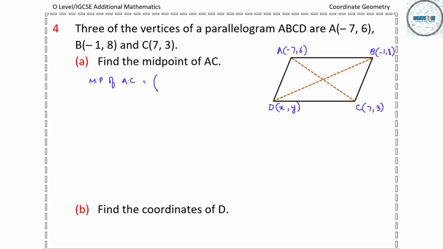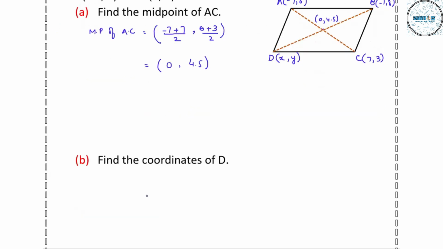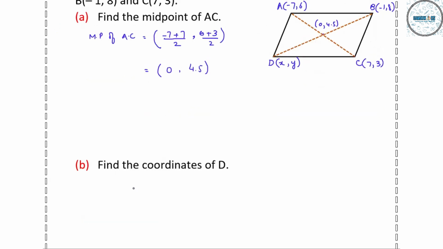For coordinates of midpoint of AC, we have to add the coordinates of X, divide by 2, and we will add the coordinates of Y and divide by 2. 6 plus 3 divided by 2. So we have here 0 divided by 2 is 0, and 6 plus 3 is 9, and 9 divided by 2 is 4.5. So the coordinates of midpoint of AC are (0, 4.5). So now we will take out the coordinates of D using the midpoint of AC.